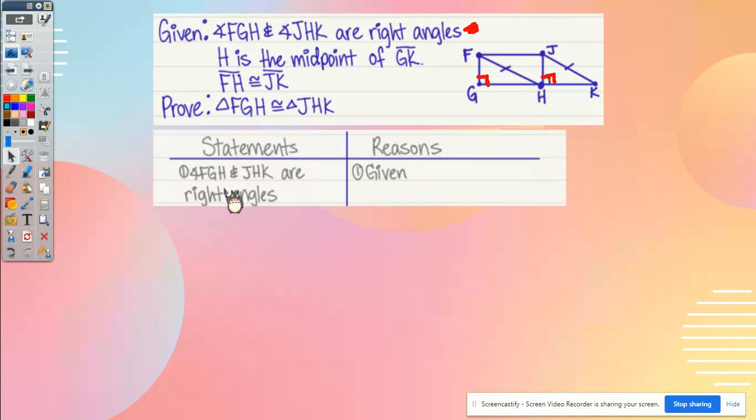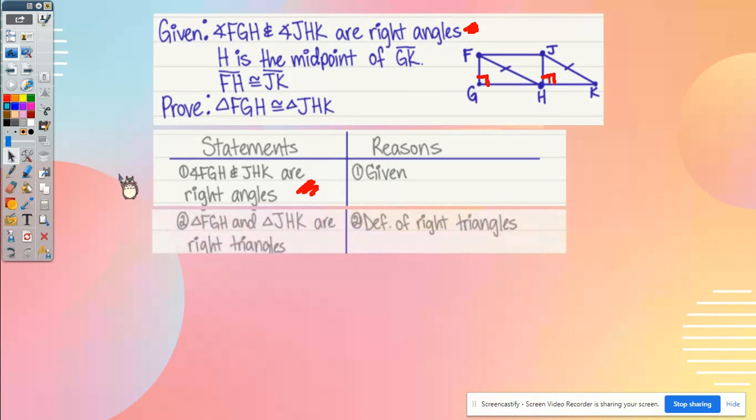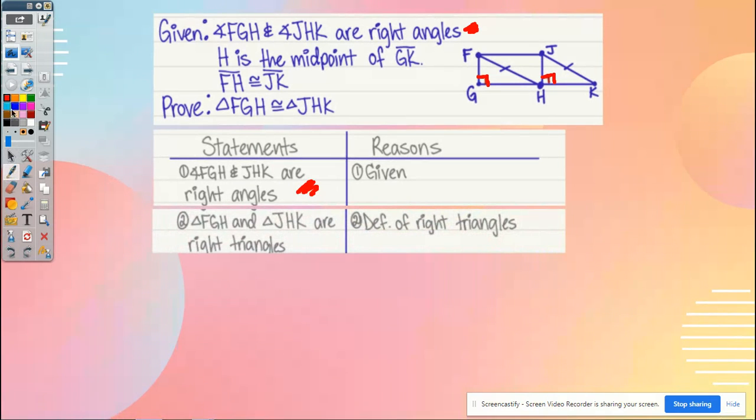Then from here, I'm going to start. So I did use my first given, the one I just highlighted in red, and I put the word given there. So we're good so far. Don't even need to trace it over. And from here, I hope you learned from the previous example. Once you say right angles, you can graduate to say that the triangle that contains the right angles are right triangles. So now I can say that this triangle FGH is a right triangle, and also JHK is also a right triangle.